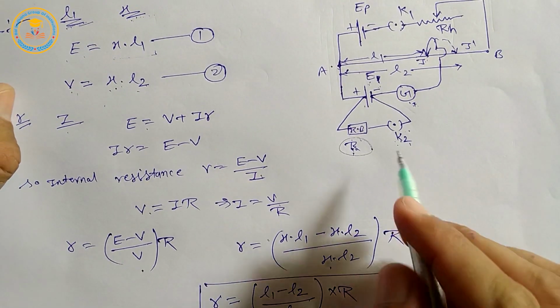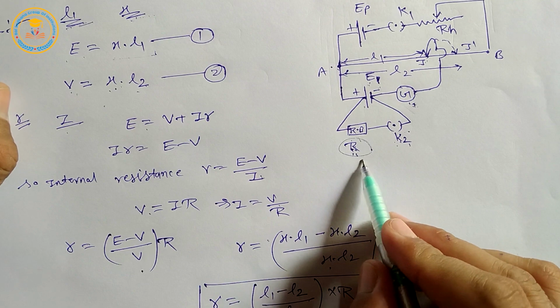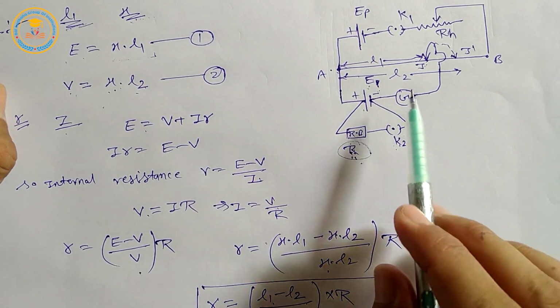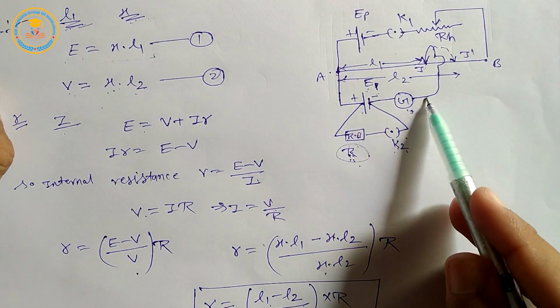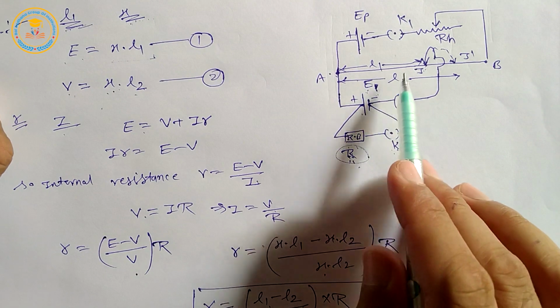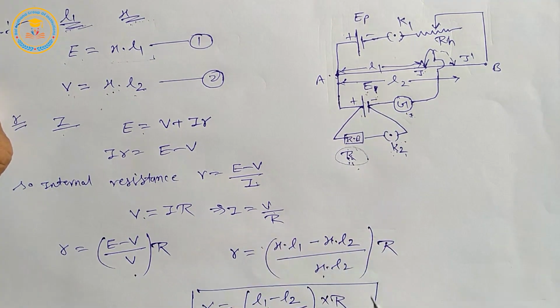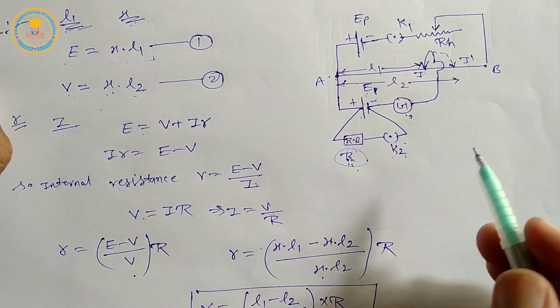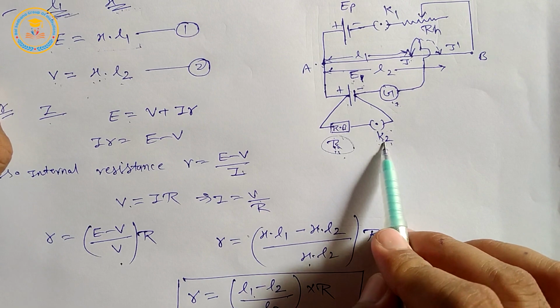In this equation, R is the resistance which we remove from the resistance box. L1 is the balancing length of the primary circuit. L1 is the balancing length in the first condition, which means open circuit, and L2 is the balancing length in a closed circuit when this K2 is closed.